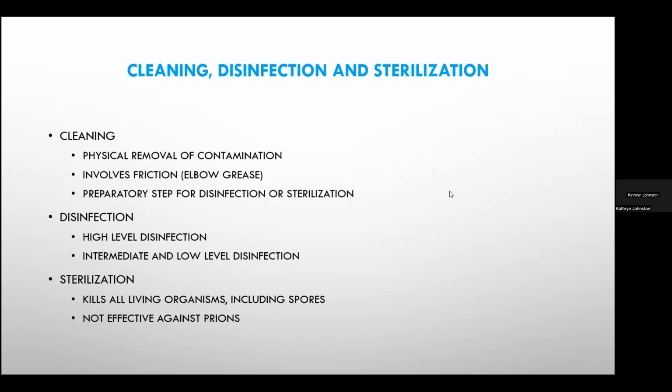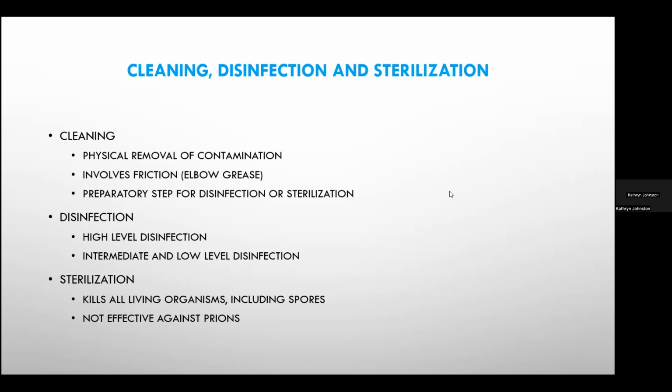Intermediate and low-level disinfection is indicated for non-critical articles, and those are instruments or materials that only come in contact with intact skin. In this instance, healthy skin acts as an effective barrier that keeps out the majority of those microorganisms, which is why they don't have to have high-level disinfection. And in general, only adequate cleaning and drying are required, with the need for intermediate or low-level disinfection.